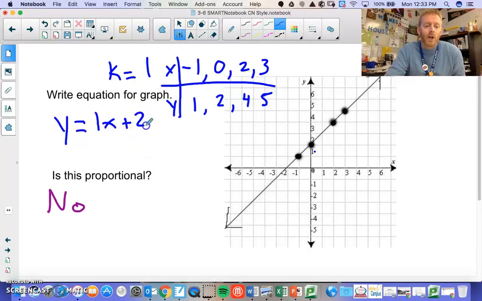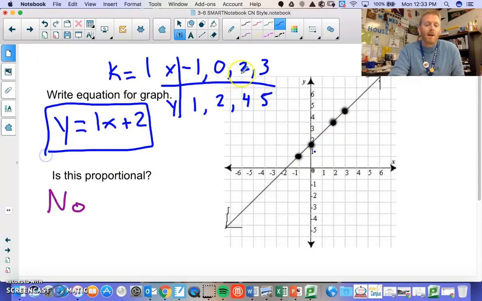Good thing we checked to make sure that it actually fit. If we plug in a 2 for x, 2 times 1 makes a 2, plus the 2, so we should get up to this 4. Now it's working, so this is our equation for the graph. It might help to make a table of the values that you've been given, or where the line is crossing nicely on your grid.